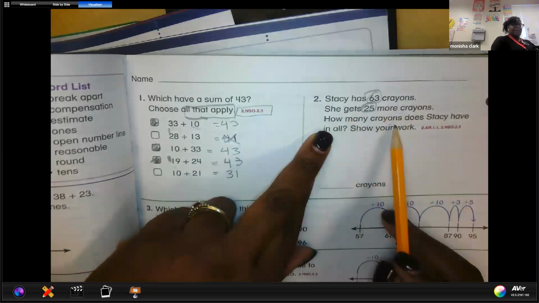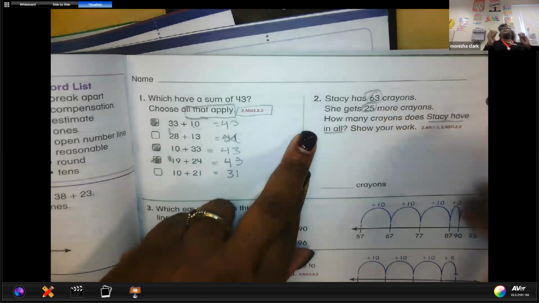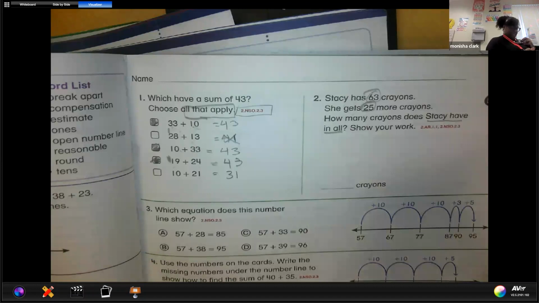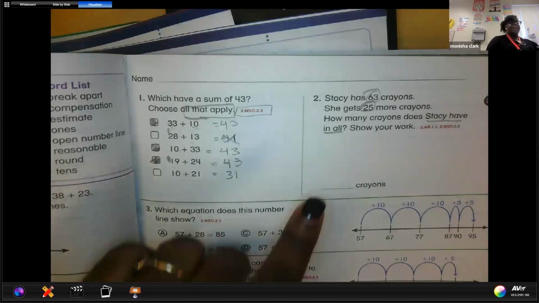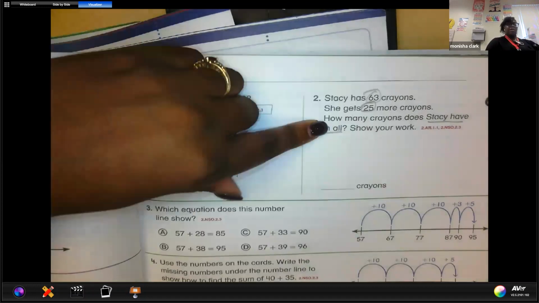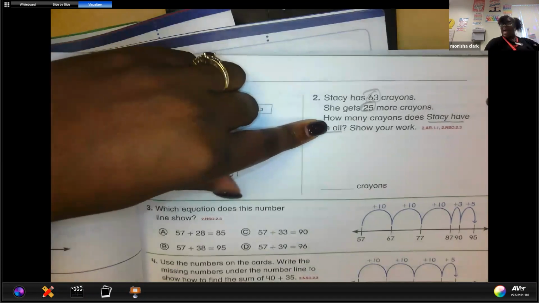How many crayons does Stacy have in all? When I see the words "in all," what is that telling me to do, Angelique? To add. Very good. It is telling me to add. So if I struggled in reading, even though we know the questions are going to be read to us in math, I can look at these 2 numbers and I can see "in all," and I can assume that we're going to do what? Add.